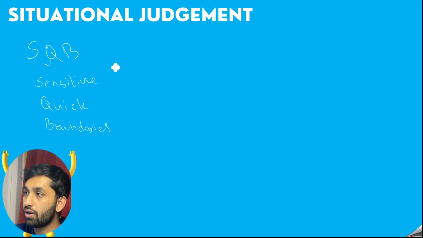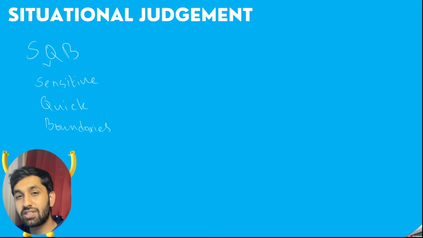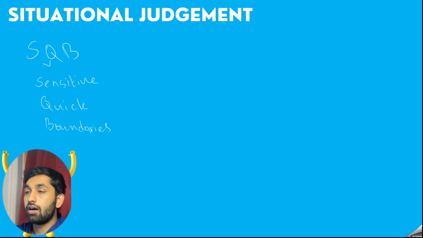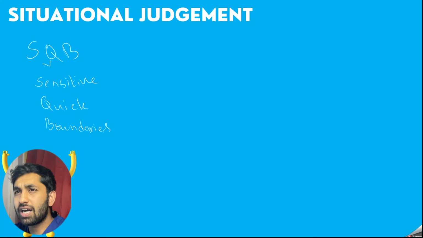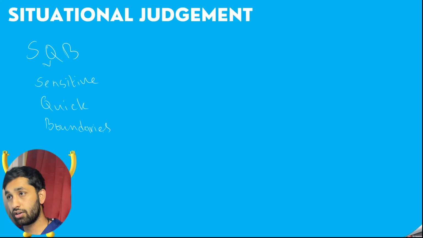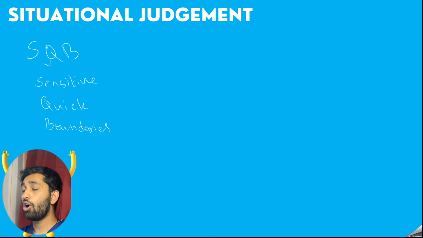And basically what each one means is how sensitive, or delicate, you are with the situation. Do you take into consideration the patient's feelings? Whether you are quick as well, so Q for quick. How timely are you with managing the situation? If there's a patient who's having a cardiac arrest, do you go and call the consultant for some help, or do you intervene and do resuscitation? B for boundaries. Boundaries of your role.